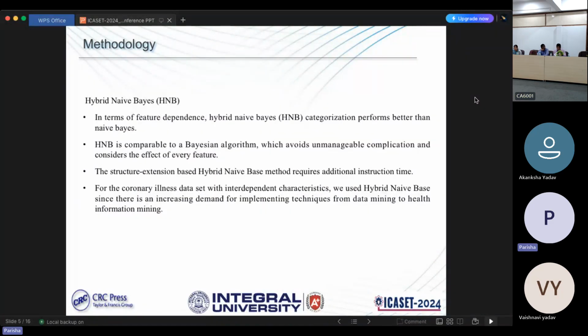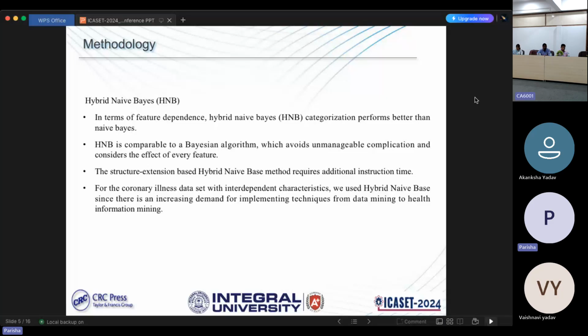Hybrid naive-Bayes in terms of feature independence. Hybrid naive-Bayes categorization performs better than naive-Bayes and comparable to a Bayesian algorithm, which avoids unmanageable complications and considers the effect of every feature. The structure extension based hybrid naive-Bayes method requires additional instruction time because it uses every single data point at the time of the data analysis.